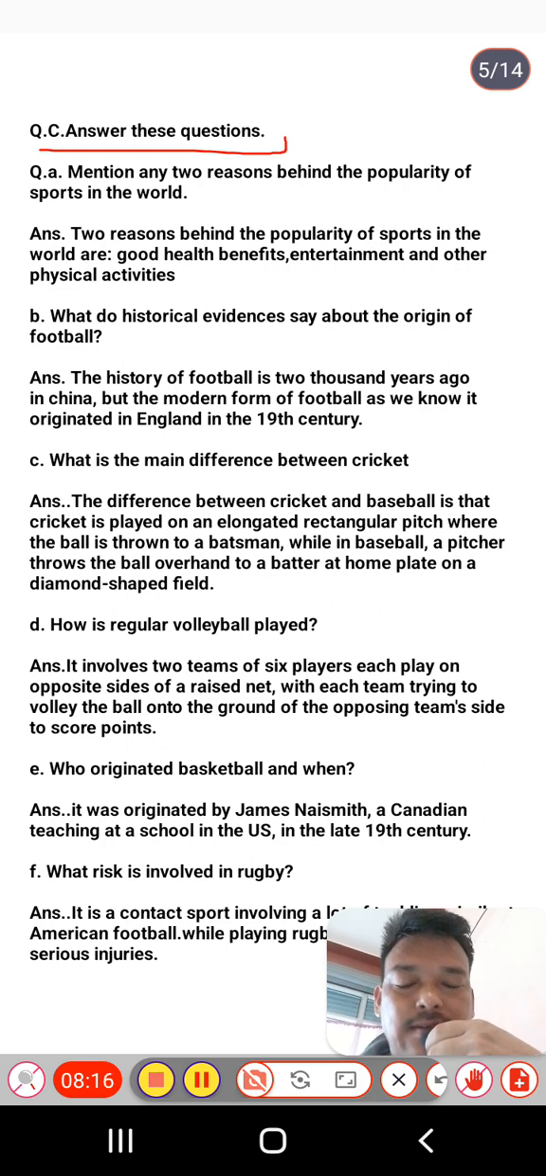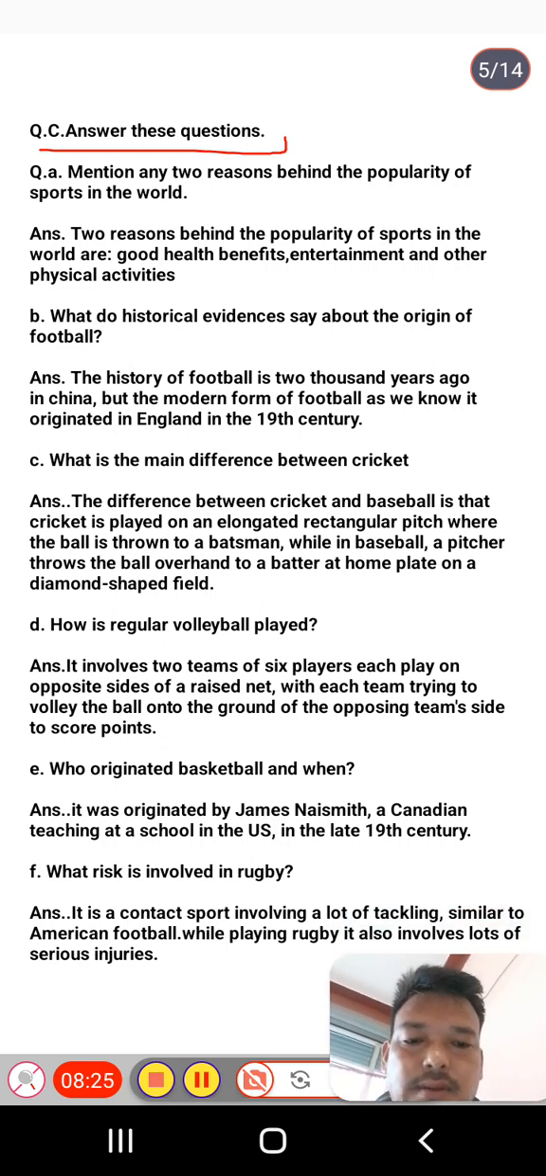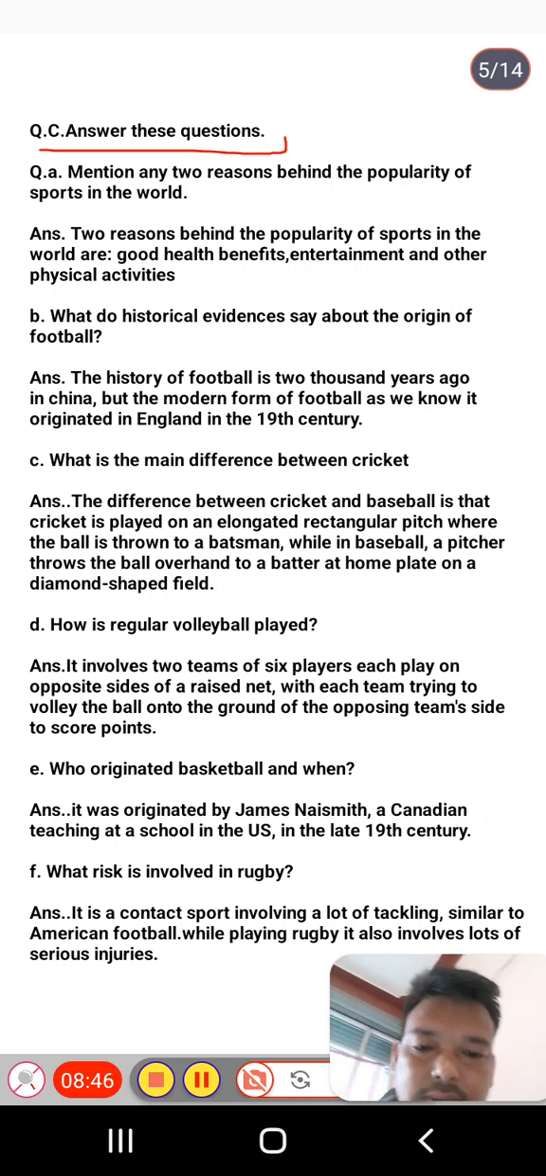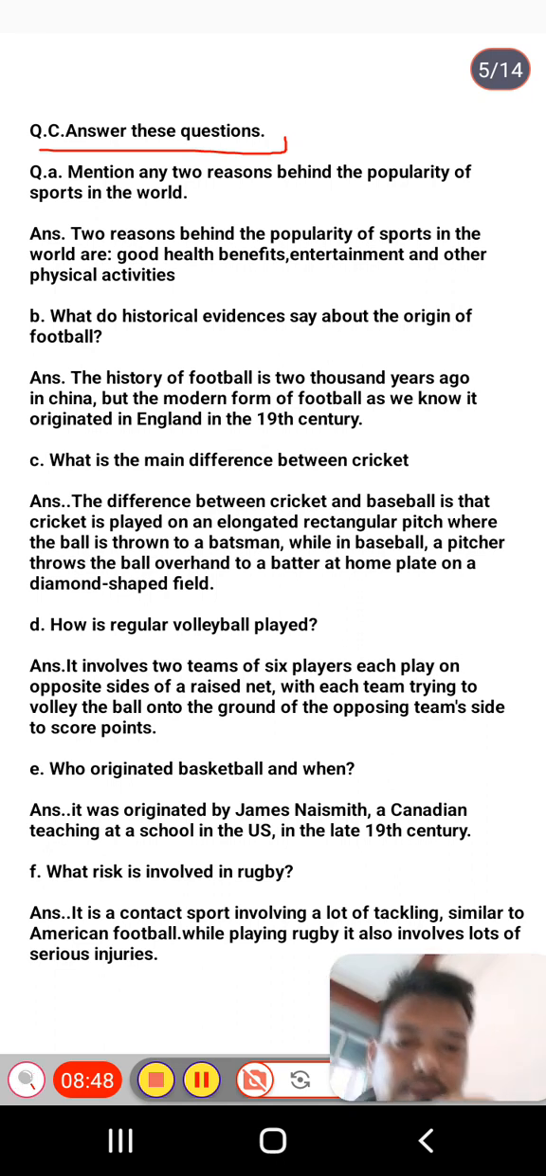Yes, there are so many risks involved in rugby. It's a contact sport involving a lot of tackling, similar to American football. While playing rugby, it also involves lots of serious injuries. There can be a chance of serious injury while playing this rugby game. So this is all your exercise C. Answer the question. Now we have the next one. Let's move to the next.